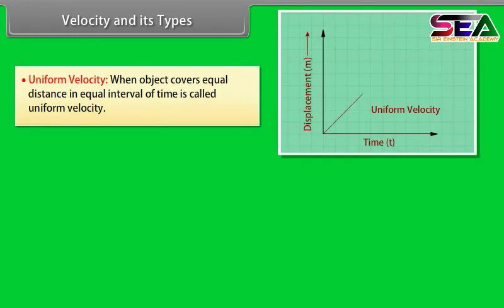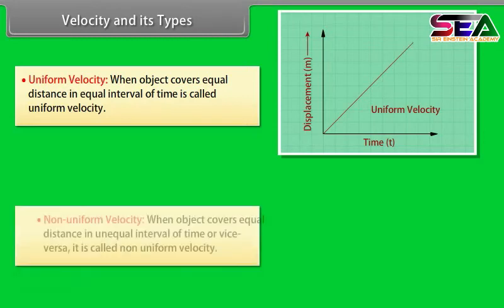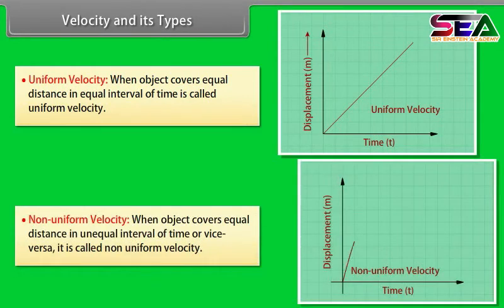Uniform velocity. When an object covers equal distance in equal interval of time, it is called uniform velocity. Non-uniform velocity. When an object covers equal distance in unequal interval of time or vice versa, it is called non-uniform velocity.